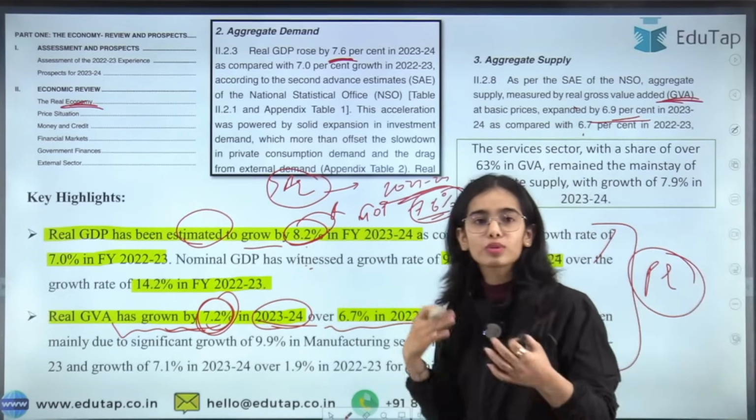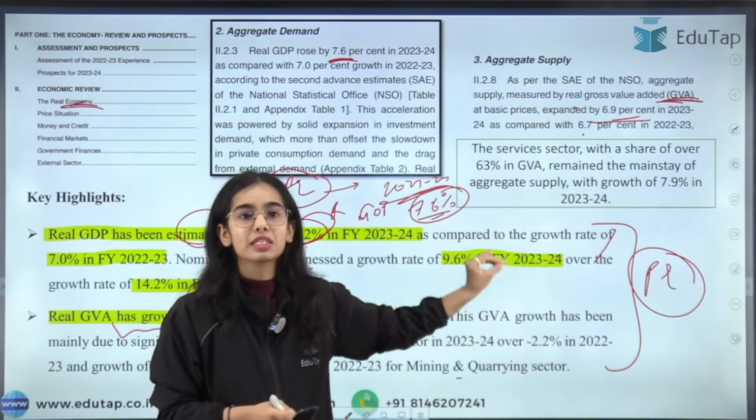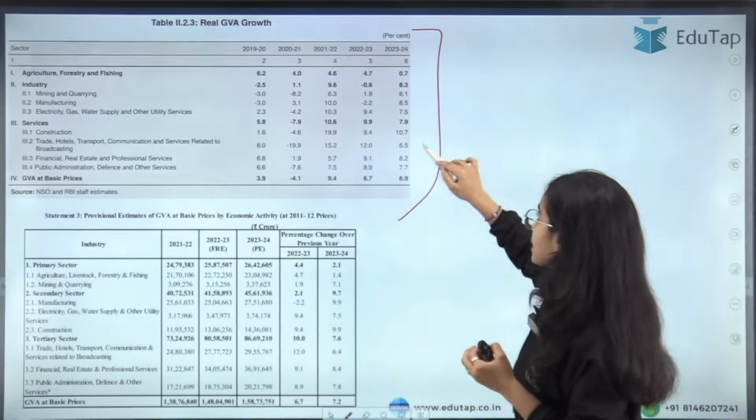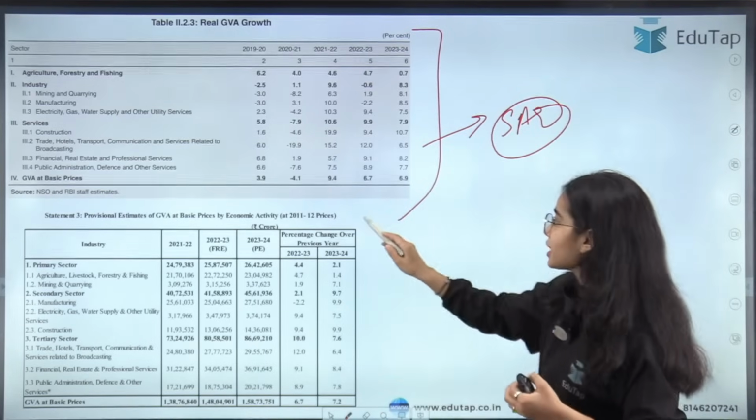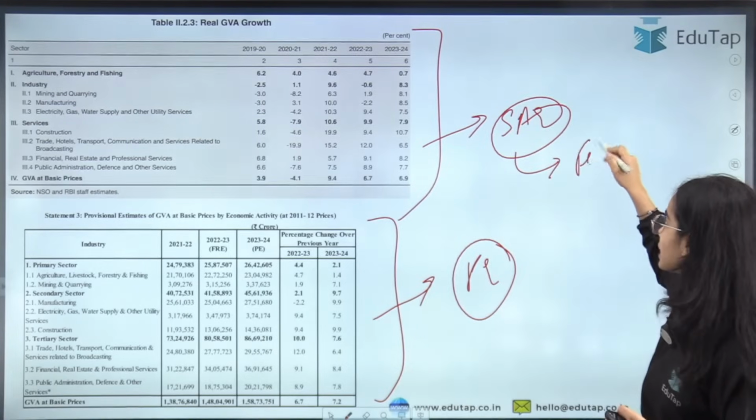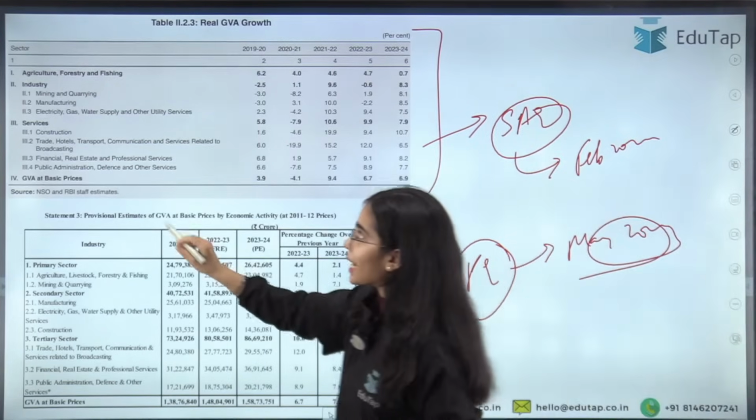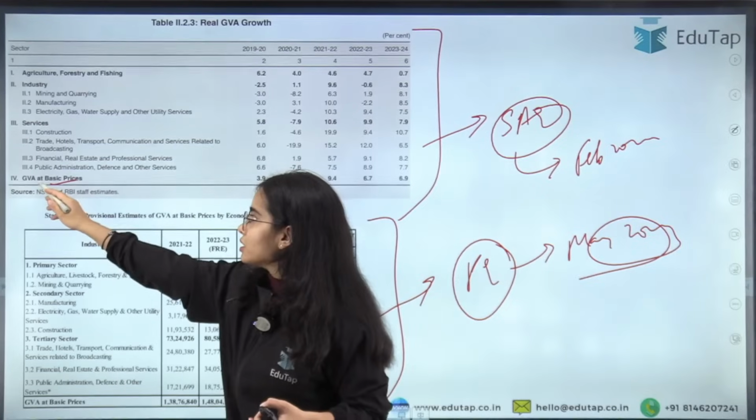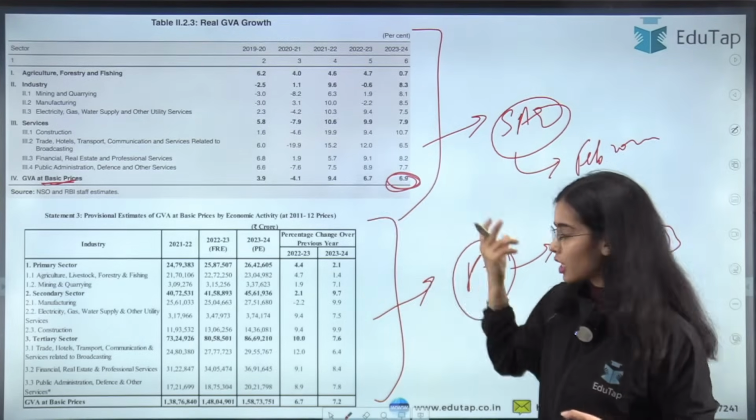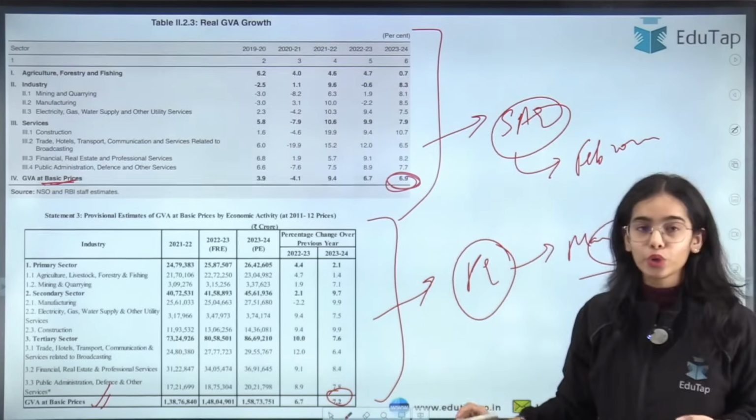I have just brought it for you so that you have clarity on what the second advanced estimate said and what the new estimates, that is the provisional estimates, are saying. Now, this was the data point presented by the second advanced estimates. This is the data point presented by the provisional estimates, the recent ones. The second advanced estimates were released in February 2024. Provisional estimates were released in May 2024. So as you can see, as per the second advanced estimates, the GVA at basic prices grew in 2023-24 by 6.9%. But the GVA at basic prices as per the provisional estimates has grown by 7.2%.